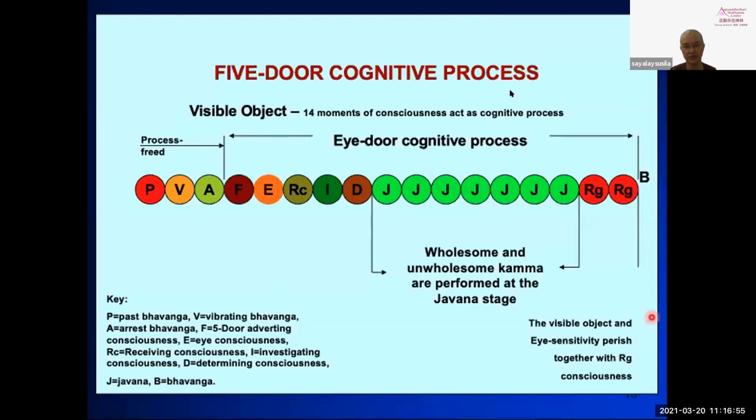Now, this is one important point you must know. It has come to the end already. But at this stage, the object is still not clear yet, still very unclear. Although we have performed wholesome and unwholesome karma at the javana stage, this karma is very, very weak. Why is it very weak? Because the object is still not clear yet. But there is a very slight karma here.